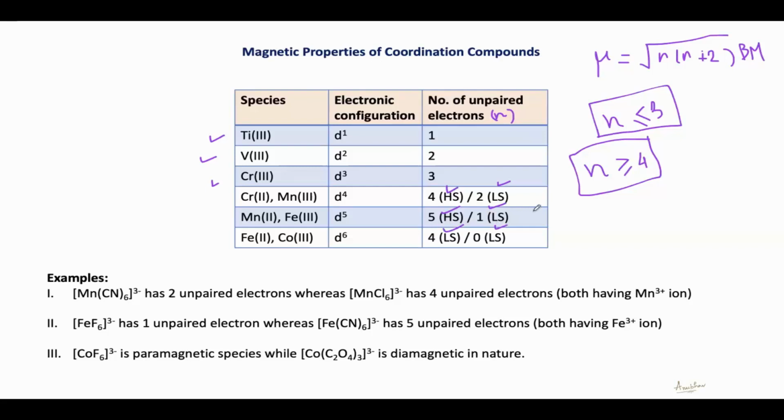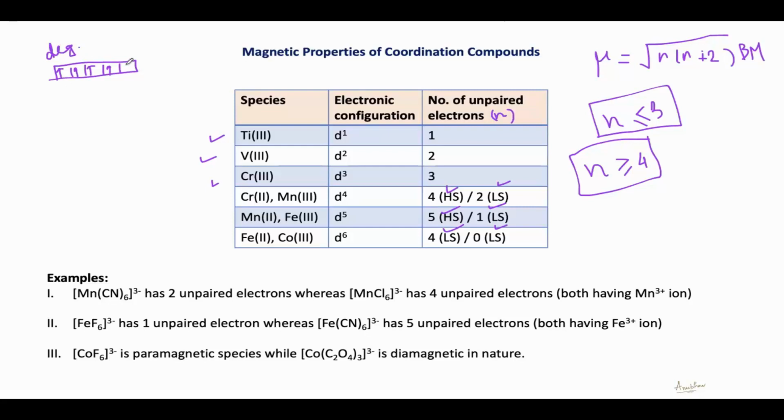Now, in case of chromium 2 or manganese 3, the electronic configuration is d4. You might argue how these complications arise, because it is just 4 electrons we have to fill in the d orbitals, and we are having 4 unpaired electrons. Quite simple. But I am writing 4 in the high spin and 2 in the low spin, because here we are drawing all the orbitals as degenerate orbitals.